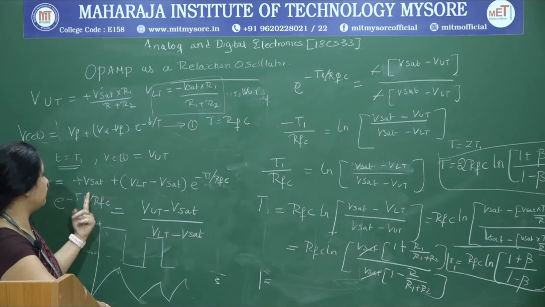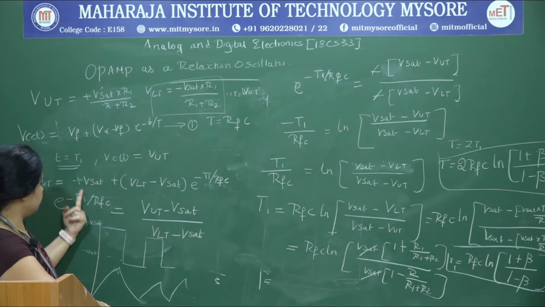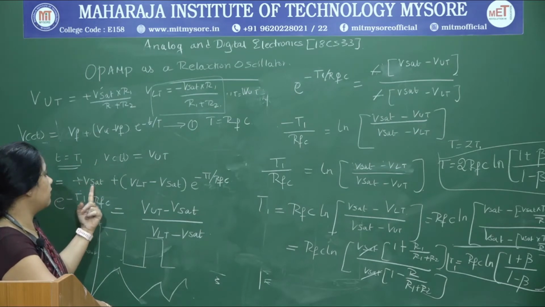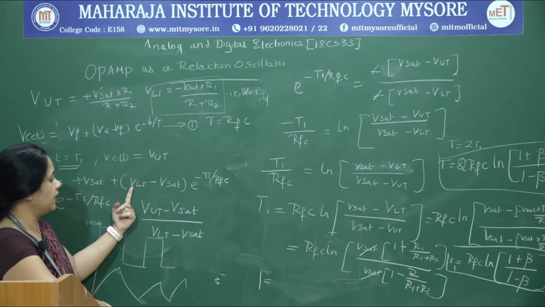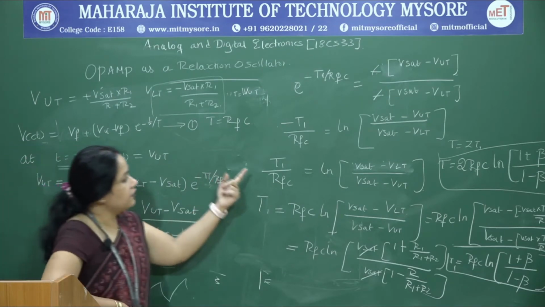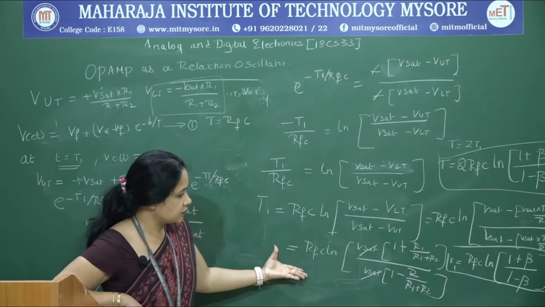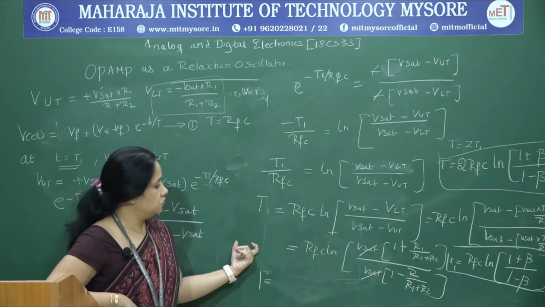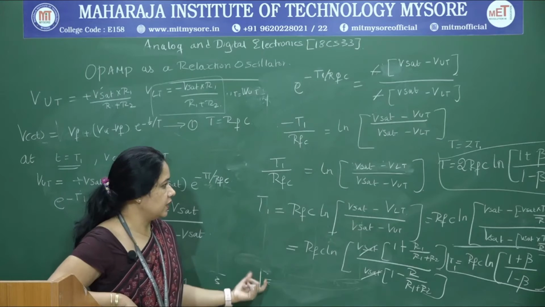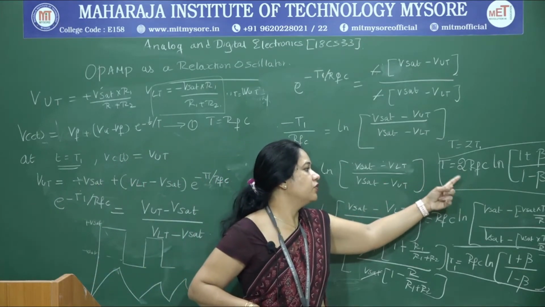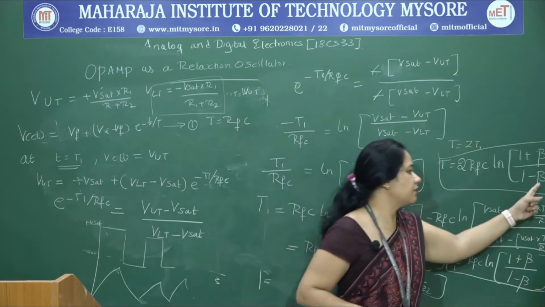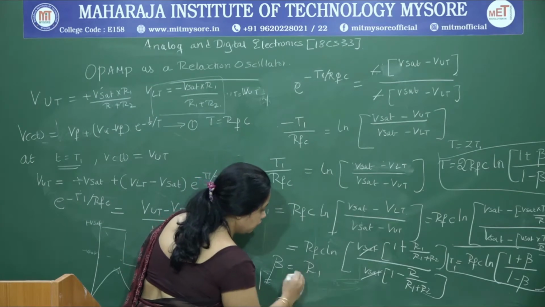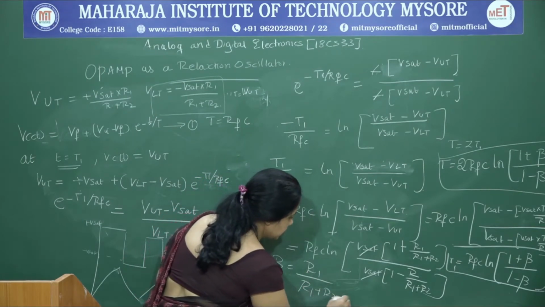It starts from an initial value of VLT and gets charged towards the final value of plus Vsat. Substitute these values and arrive at an expression for T1, we get this expression. Because the time period is 2 times the sum of the positive and negative durations, it is identical. The total time period is 2RfC logarithm of 1 plus beta by 1 minus beta, where beta is the feedback factor which depends on the resistances used in the feedback, R1 by R1 plus R2.